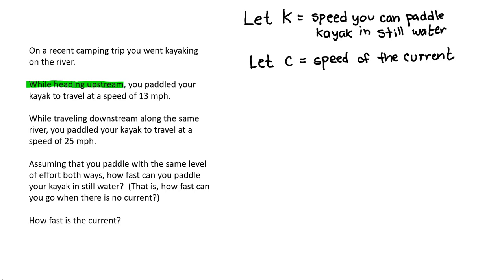In the first piece of information that's going to help you find an equation, when heading upstream, you paddled your kayak to travel at a speed of 13 miles per hour. So answer the following question to see what the correct equation would be for this description.